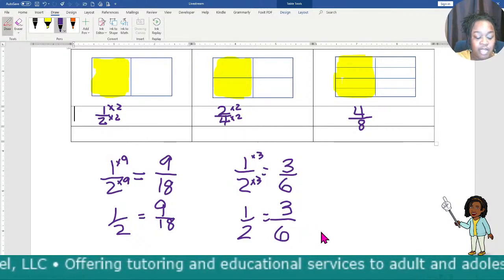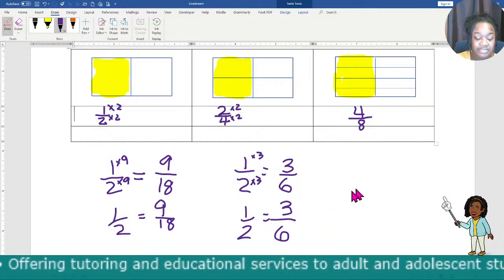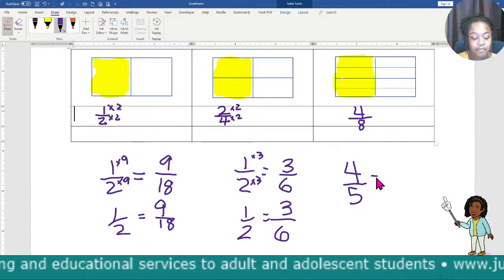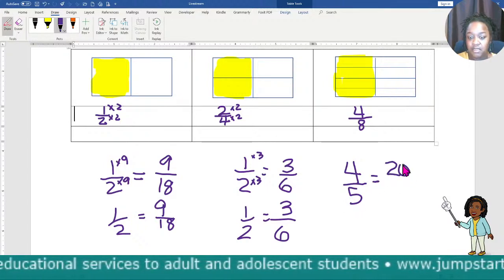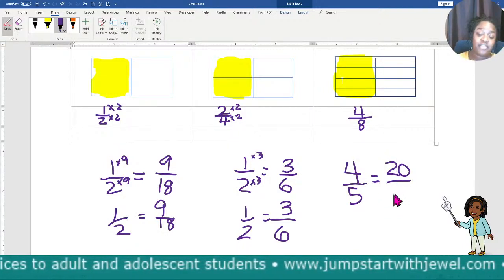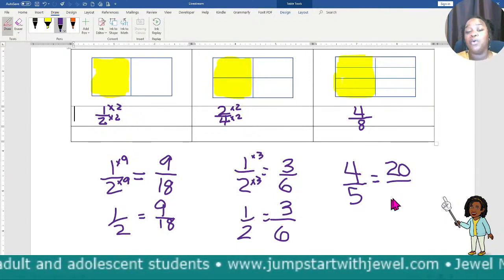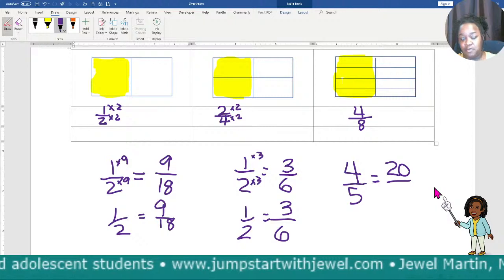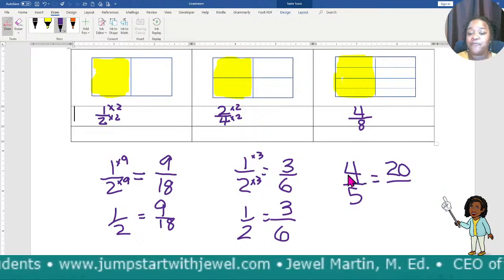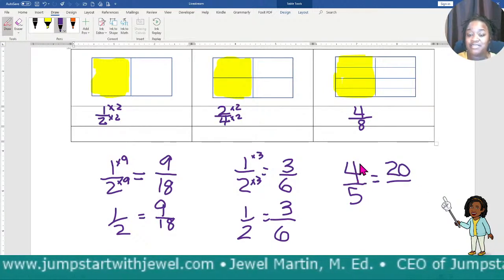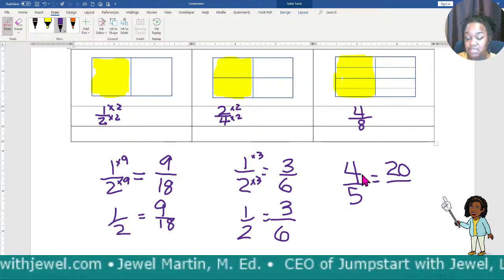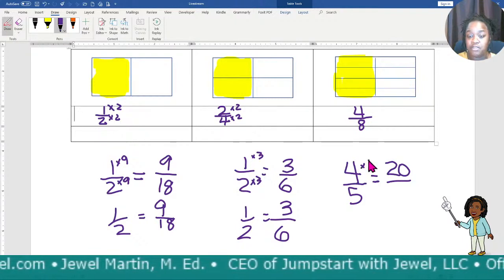You may even see one where the denominator is missing: 4/5 is equal to 20 over a blank. In this example, they gave you the new numerator, but now you have to find the denominator. Whatever you do to the top number, the numerator, you do to the bottom number, the denominator, and vice versa. When you multiply 4 times 5, it gives you 20.